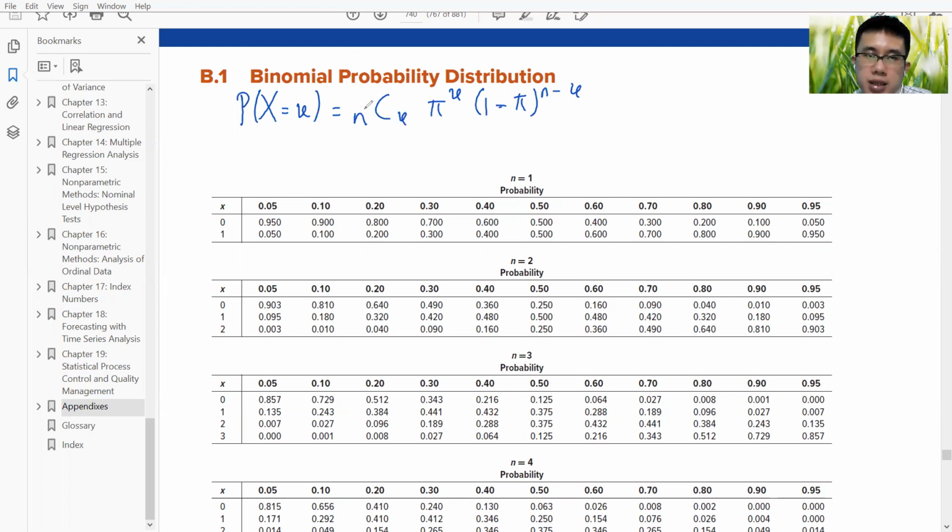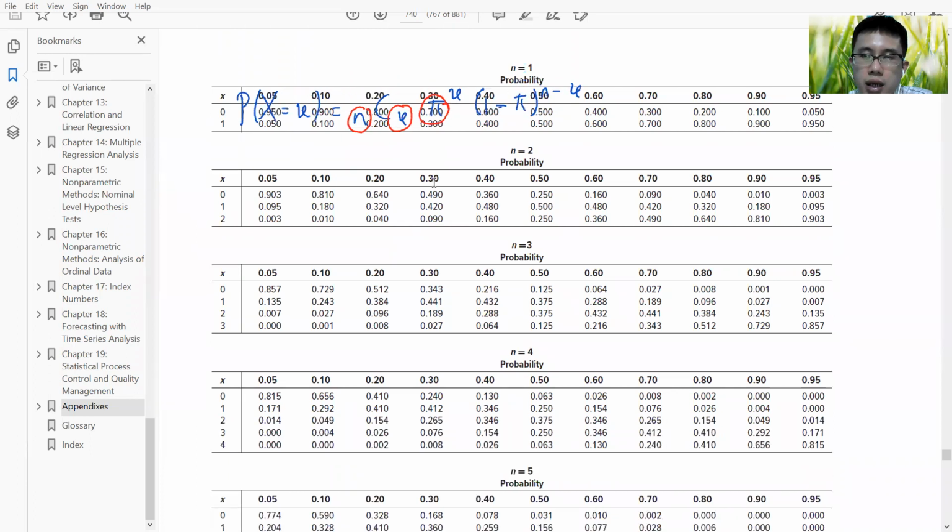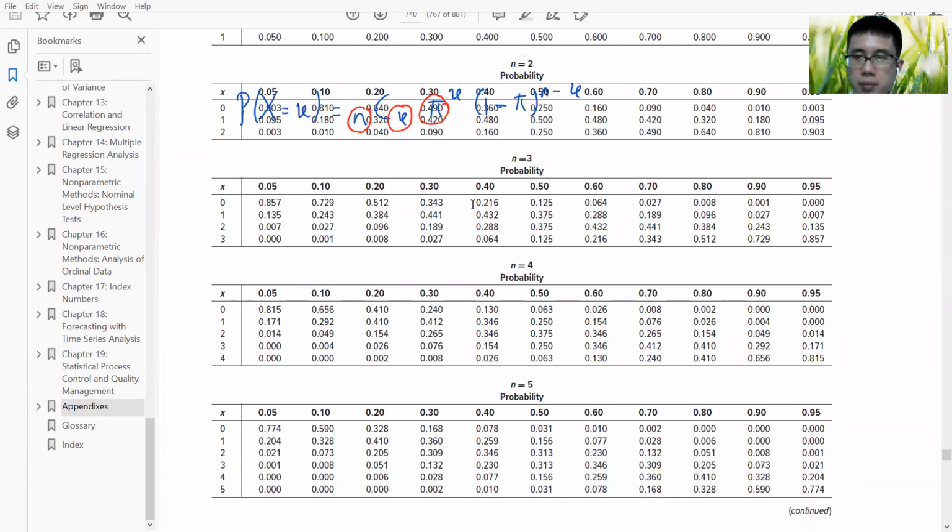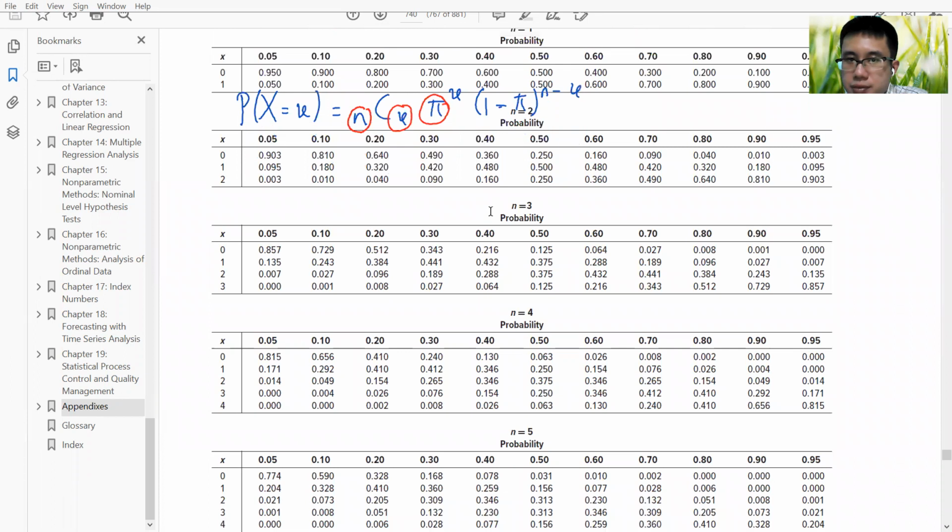The first parameter is the number of n. I'm sorry, three parameters here: n, little x, and phi, the probability of success. To read this table, first of all, we need to find the right n. The first is n equal to 1, n equal to 2, n equal to 3. And in this table, there are some possibilities of n.